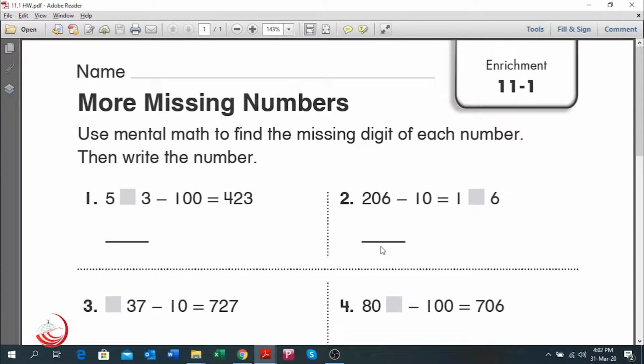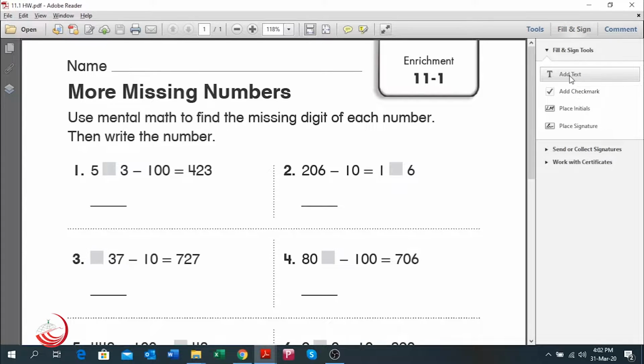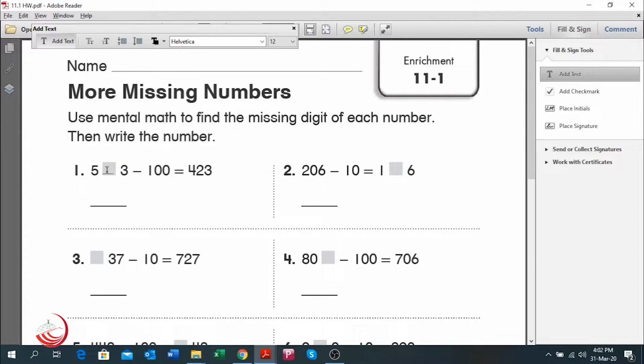Let me do the first two with you. 500 something 3 minus 100 equals 423. The 3 stays the same because it is the ones digit. We do not do anything. The tens digit, do we change the tens digit? We do not. It stays the same. The 2 remains 2. The hundreds digit, 5 minus 1 equals 4. So 523 minus 100 equals 423.